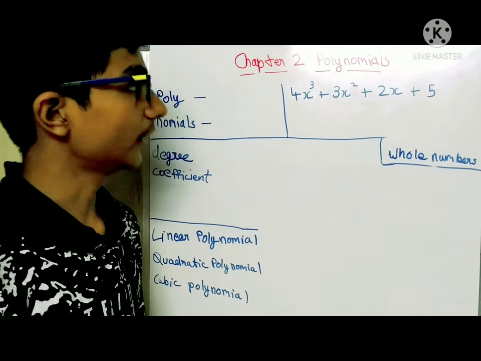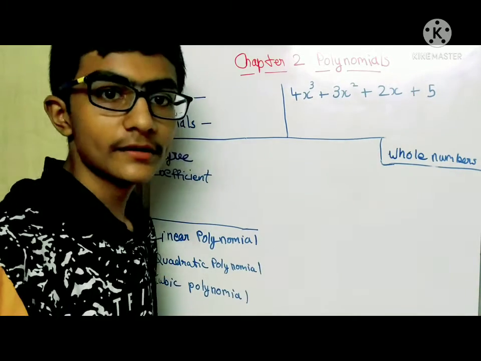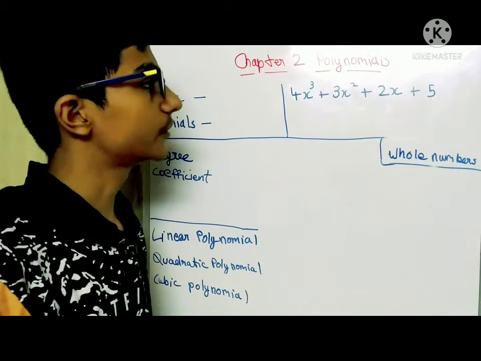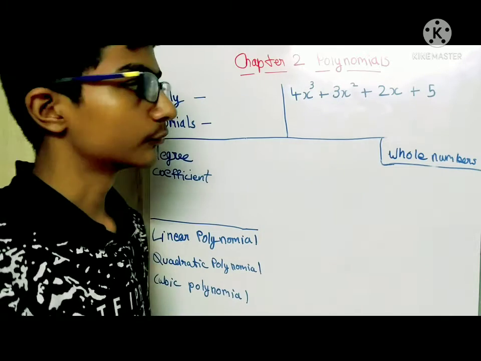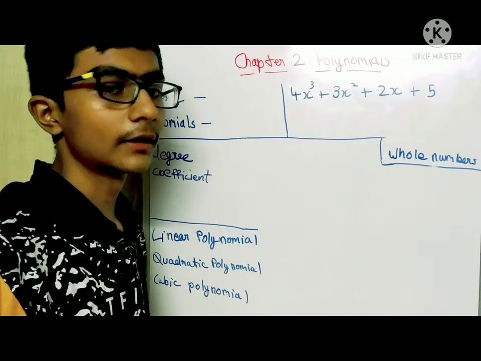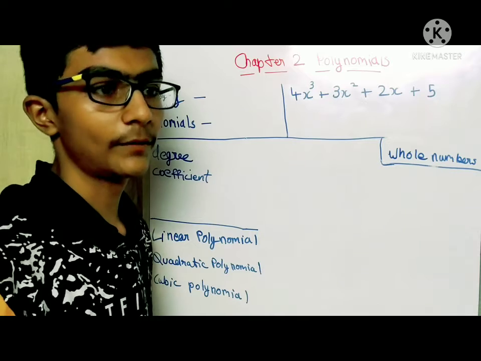I have started chapter number 2, polynomials. In my previous video I completed chapter number 1, number system. So in this video we are going to start with ninth maths chapter number 2, polynomials.